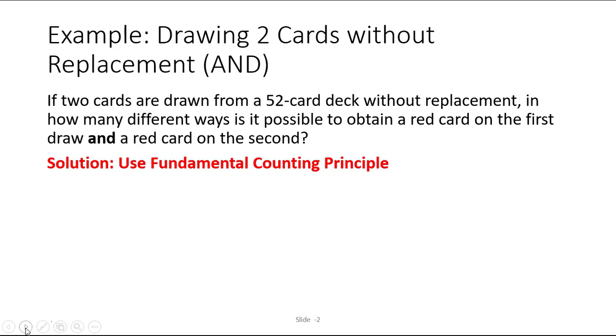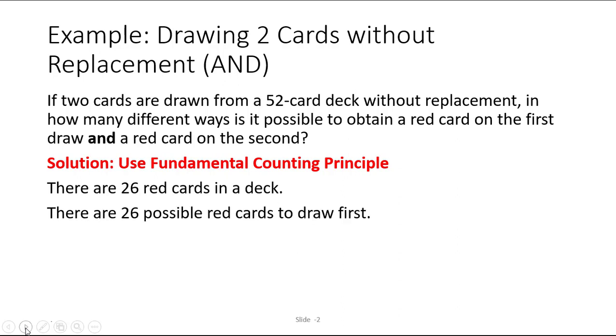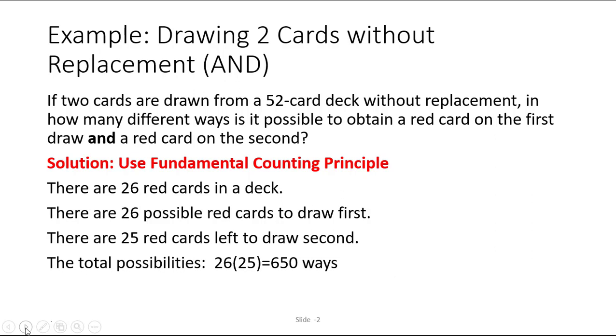In this case, we have a 2-part task. We're going to draw the first card for the first part of the task, and then the second card for the second part of the task. Since there are 26 red cards in a deck, there are 26 possible red cards to draw first. And if we draw one of those red cards and don't replace it in the deck, then on the second draw, there are 25 red cards left. So the total number of ways to complete our task can be thought of as 26 times 25 equals 650 ways.